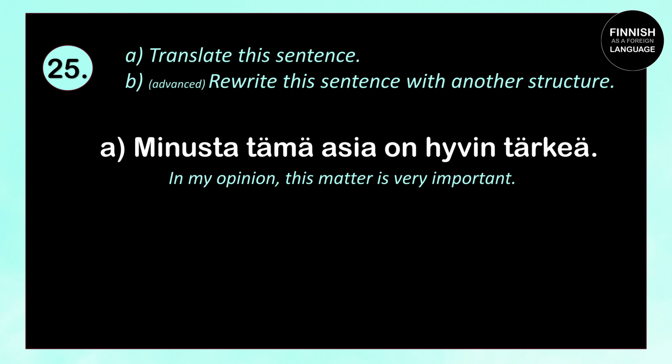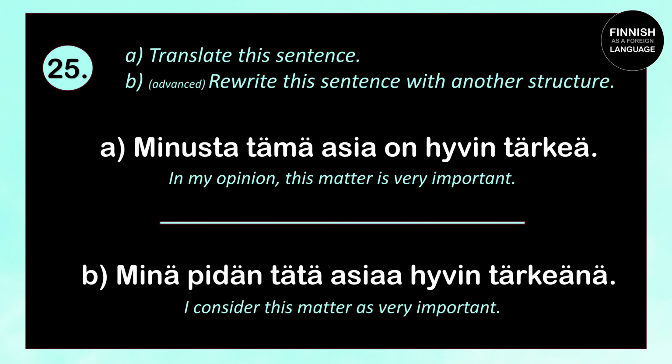We can, for example, say, minä pidän tätä asiaa hyvin tärkeänä. Means, I consider this matter as very important. Here we have the structure pitää plus partitive plus essive. So, pidän is the first person singular of the verb pitää. Then we have tätä asiaa, both are standing in the partitive case, and tärkeänä is the essive form of tärkeä, which means important. However, it is totally fine if you go with the first version. The structure is much easier and it also means the same.